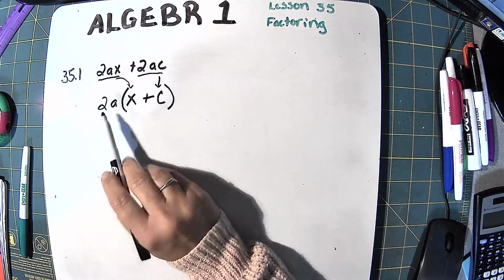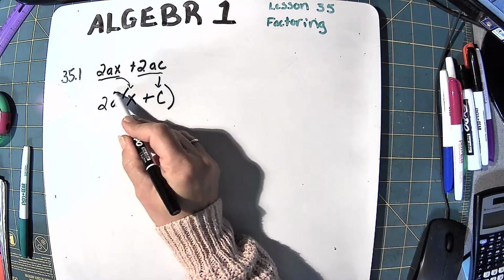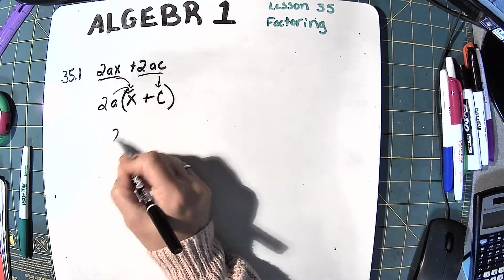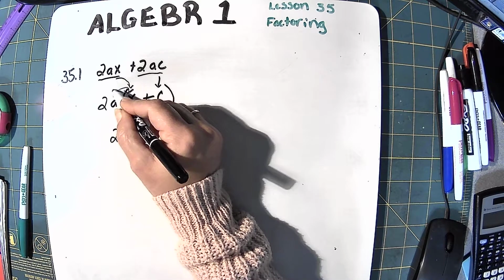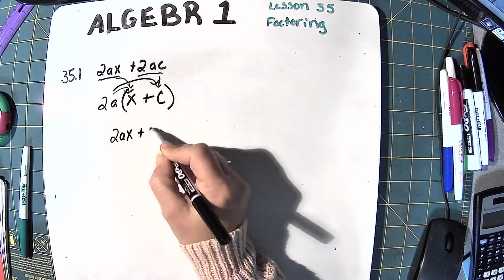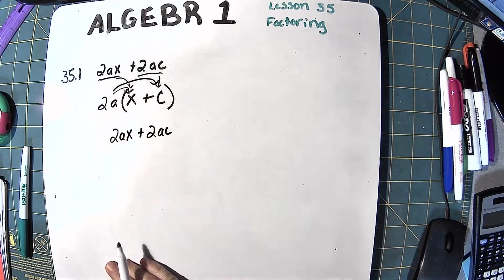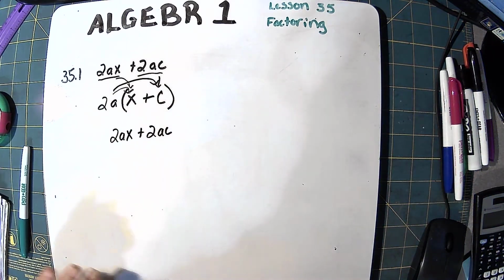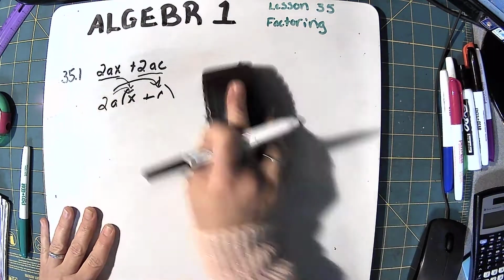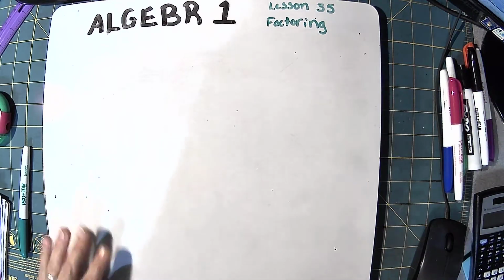Okay, now if we multiplied this back out, we rainbowed it, we said 2a times x, we would have 2ax. And then if we said 2a times c, we would have 2ac. So we're just doing the opposite of the distributive property, which is called factoring. All right, let's try another one.